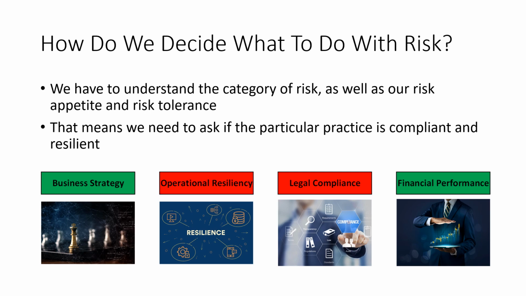So turning to how we move forward and address these issues, the core of this is to understand the category of risk as well as the risk appetite and risk tolerance of the company. That first means we need to ask if the particular practice is compliant and resilient, again, because we have two different risk controls that we're trying to solve for. On the next slide, we'll look at risk appetite and risk tolerance a little bit. But the first step is to understand the nature of the risk, and that in many cases there are two layers or two different sources of risk, not just legal compliance.